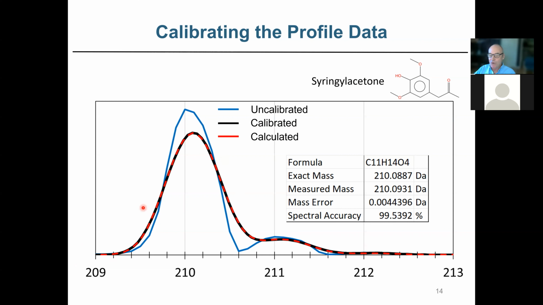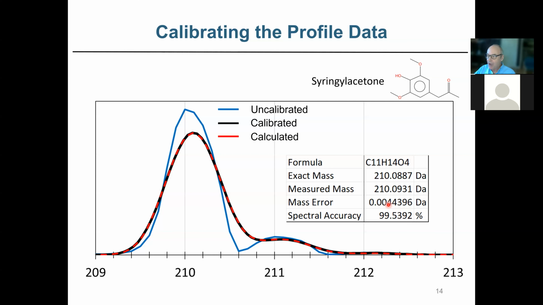And if you look at what we can do now, this is the formula, okay? The exact mass of that particular ion is 210.088. And the measured mass after our calibration is 210.093. So it's about 4.5 millidaltons off in mass accuracy. That's really good for a quadrupole. In the real world, this is obviously a really good example. In the real world, you'll typically see mass errors on a quadrupole of between 20 and 30 millidaltons.